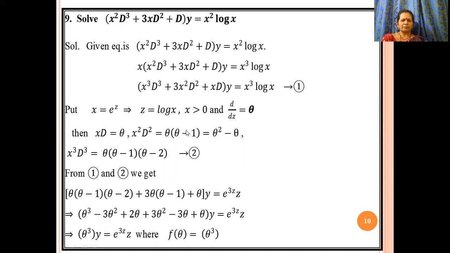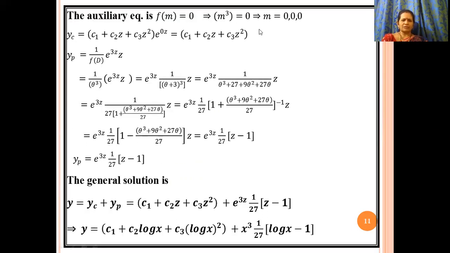This is another type. Apply the Cauchy Euler form. Then we'll get the auxiliary equation. All are real and equal roots. So if it is real and equal roots, then the yc formula is this one. Then after that, go to the yp particular integral. So for the particular integral here, we added theta plus 3 whole cube, this one, right?